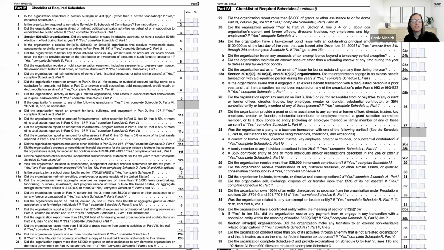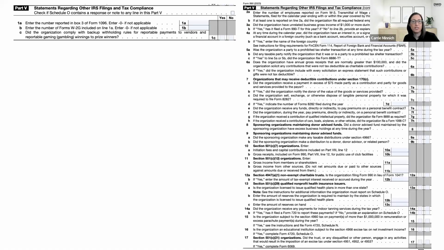Okay, the next few pages, I am not going to go into in depth, but this is basically a checklist of a bunch of different questions and if you check any of these yes, there may be an additional schedule that you need to file. So I just want to make you aware that there are several questions asking about specific activities during the year, and whether you answer them yes or no depends on if you have to file additional schedules.